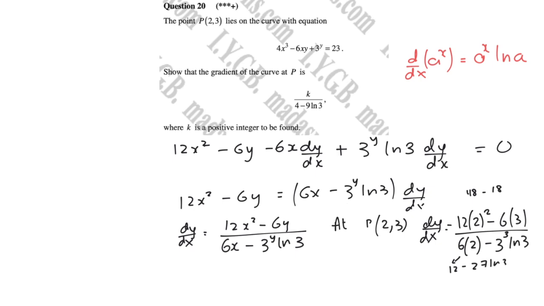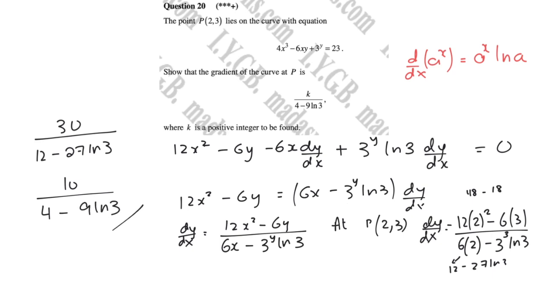So we've got 30 at the top over 12 minus 27 ln 3. Now, what do we do as the next step, guys? Divide by 3. So I end up getting 10 over 4 minus 9 ln 3, where k is 4.